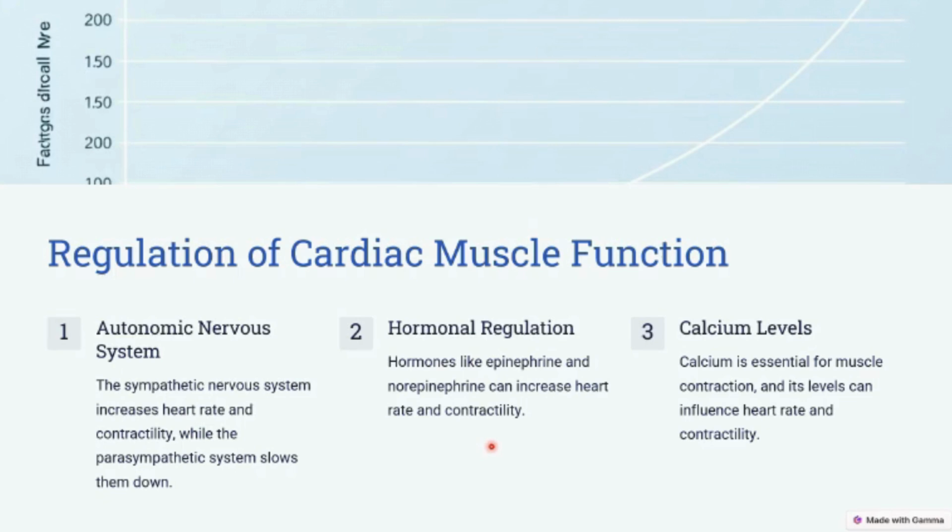We have baroreceptor and chemoreceptor reflexes. Baroreceptors, these pressure sensitive sensors located in the carotid arteries and aortic arch, detect changes in blood pressure. When blood pressure rises, baroreceptors trigger a reflex that slows the heart rate and reduces contractility, and vice versa. Whereas chemoreceptors respond to changes in blood oxygen, carbon dioxide, and pH levels. When oxygen level drops or carbon dioxide level rises, such as during exercise, chemoreceptors signal the heart to increase its rate and contractility to pump more oxygenated blood.